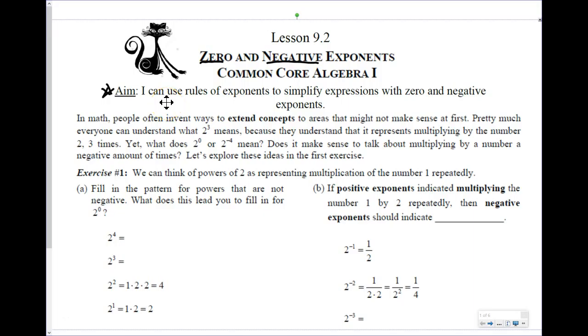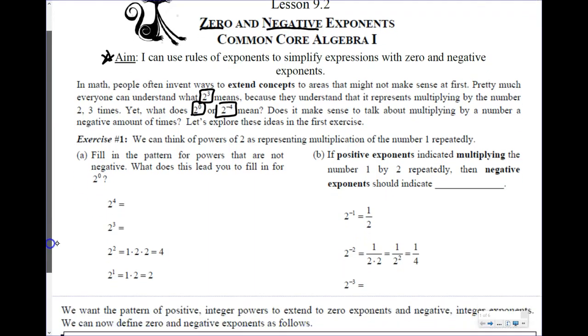In math, people often invent ways to extend concepts to areas that might not make sense at first. Pretty much everyone can understand what 2 to the third means, because they understand it represents multiplying by the number 2 three times. Yet, what does 2 to the 0 mean? Or 2 to the negative fourth? Does it make sense to talk about multiplying by a number a negative amount of times? Well, let's explore these ideas in the first exercise.